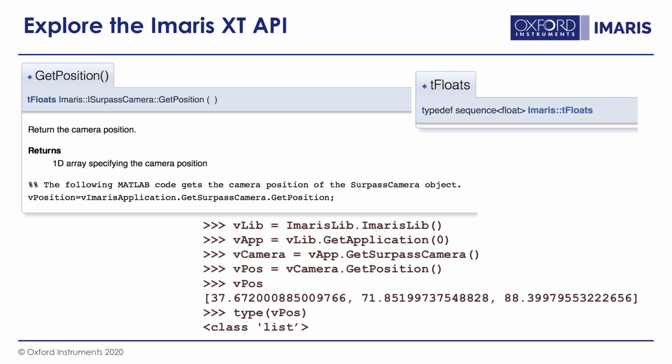Below this, we see a small Python code snippet that gets the Imaris application and then the camera and returns the position of this camera. So vpos equals camera.getPosition returns a list of 3 float values. To change the position, you could use vCamera setPosition, again with a list of floats, and then the camera in Imaris would be set to a different place.